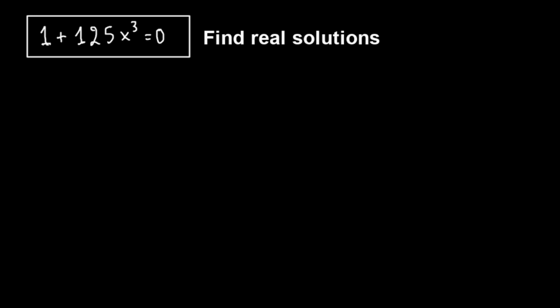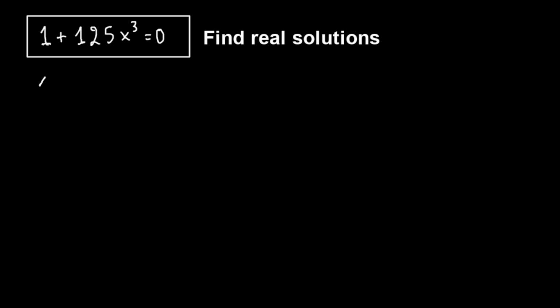Hello everyone, in today's video we're gonna solve an equation. So we have 1 plus 125 times x to the third equals 0, and we want to find the real solutions. Let's start to see how we can solve this.